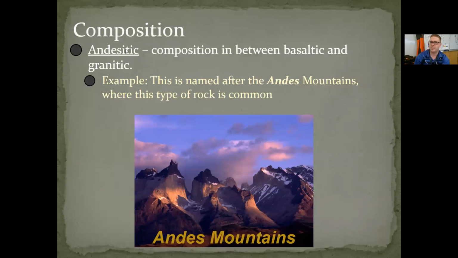It's kind of like a combination of basaltic and granitic. We have the Andes Mountains that are formed out of this. So our three different magma types are basaltic, andesitic, and then granitic or rhyolitic, however you want to remember it, that's fine. And primarily when it comes down to composition, for our class purposes, we're really just looking at the overall color of the rock to help us get an idea of what we're dealing with.